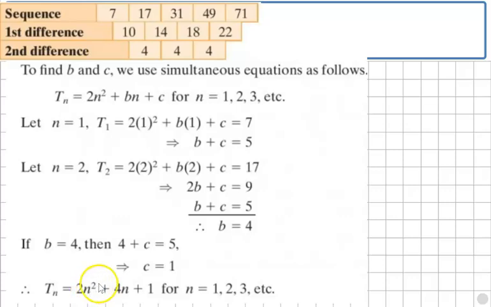So subbing in place of n, if we wanted the 10th term, for example, we'd swap the n's for 10 with brackets. If you wanted to check if it actually works, let's say for the third term, we've 31. So 2 multiplied by 3 squared plus 4 times 3 plus 1 gives us 31, and so on. So this is our nth term for this quadratic sequence.